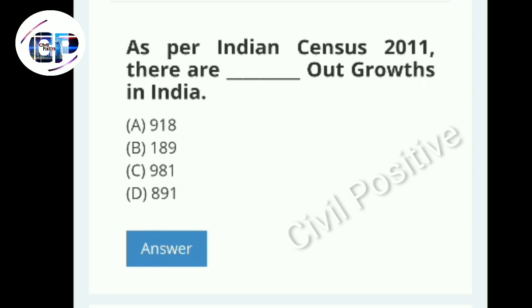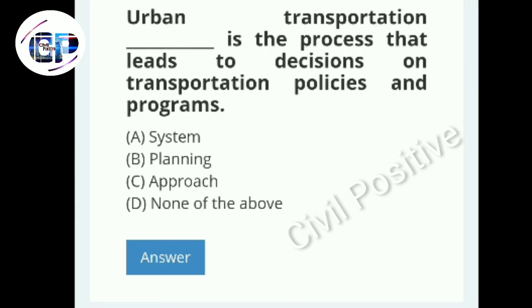As per Indian Census 2011, there are dash outgrowths in India. A option is 918, B option is 189, C option is 981, D option is 891. Answer is C, 981. Urban transportation dash is the process that leads to discussion on transportation policies and programs.